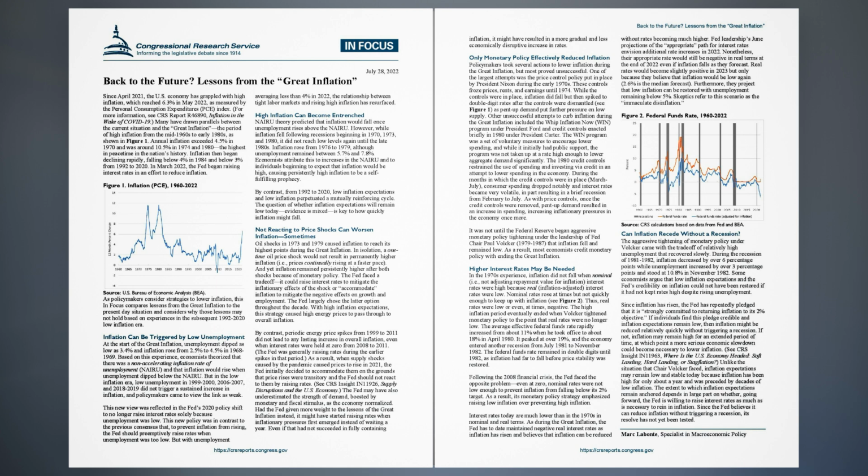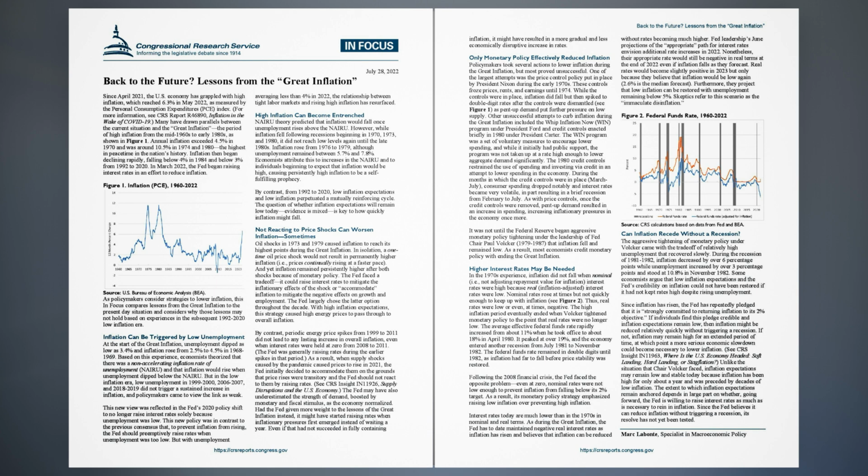This new view was reflected in the Fed's 2020 policy shift to no longer raise interest rates solely because unemployment was low. This new policy was in contrast to the previous consensus that, to prevent inflation from rising, the Fed should preemptively raise rates when unemployment was too low. But with unemployment averaging less than 4% in 2022, the relationship between tight labor markets and rising high inflation has resurfaced. High inflation can become entrenched.